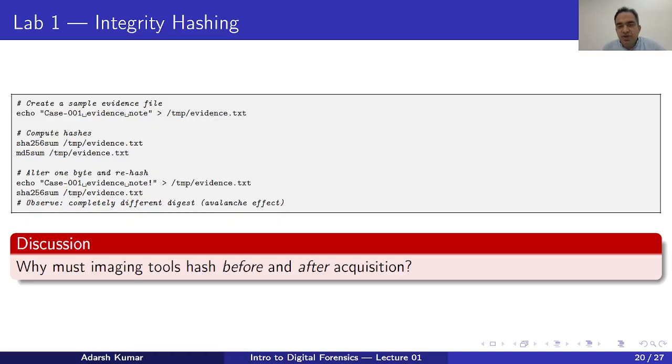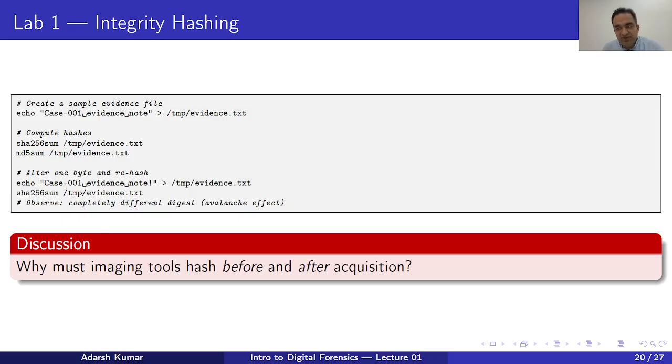This slide shows how you create a sample evidence file. Compute secure hash algorithm SHA-256 and message digest algorithm 5 (MD5). Then alter one byte and rehash to observe the avalanche effect. Completely different digest. Discussion question: why does an imaging tool hash before and after acquisition?